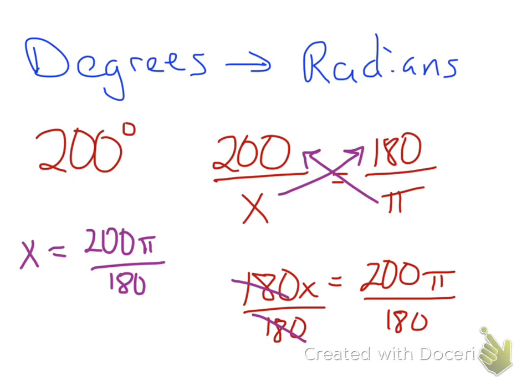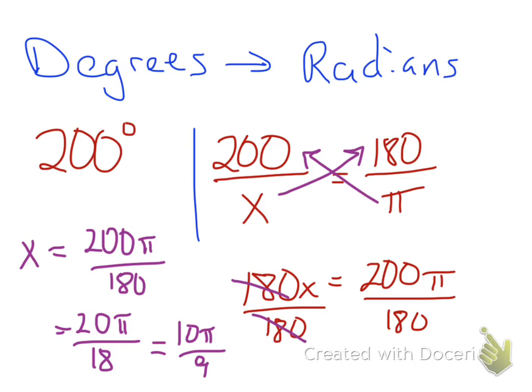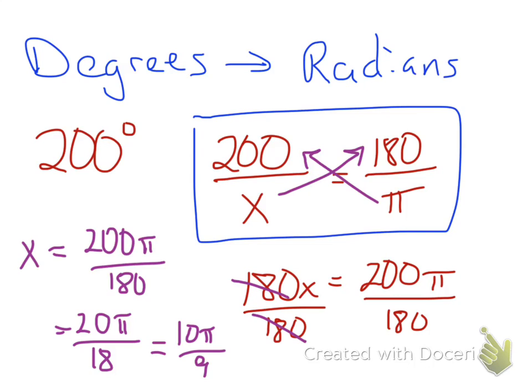Now all I need to do is reduce. If I divide them both by 10, I will end up getting 20 pi over 18. And then from here it's pretty easy to see that they're both even numbers. I can divide them both by 2, and I end up getting 10 pi over 9. And that now is an exact number of radians, reduced. So I can always set up some sort of proportion, again based off the fact that 180 degrees is 1 pi.